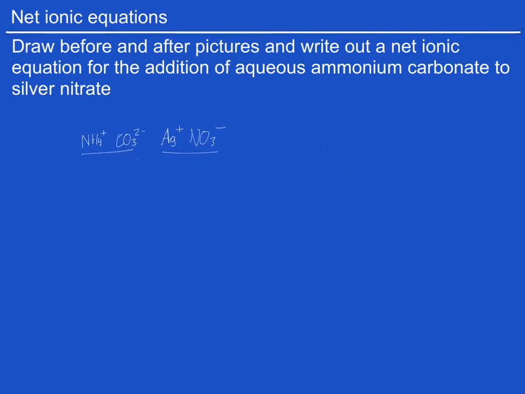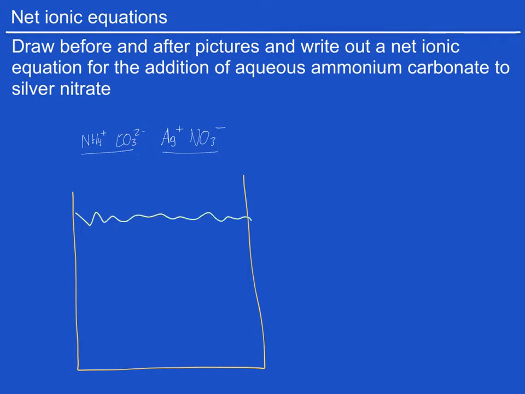Alright, so we're going to first look at the beaker in that immediate time frame before any of the reactions that might occur. So we have a beaker and we have an aqueous solution, and we know that inside it now there are going to be four ions: ammonium, carbonate, silver, Ag+, and nitrate, NO3-.